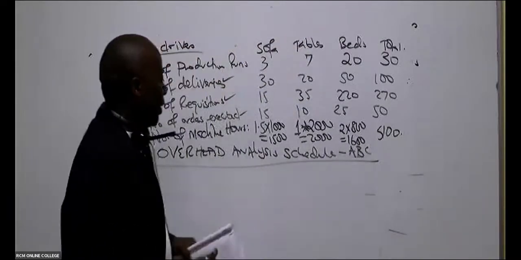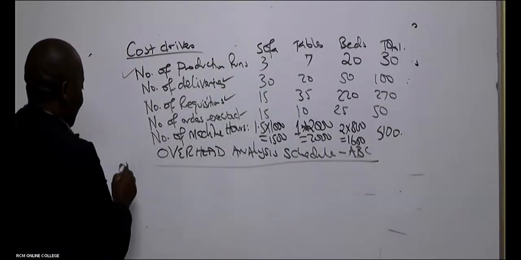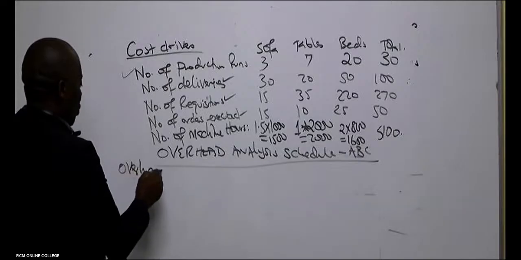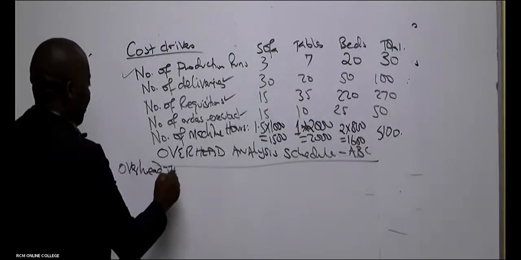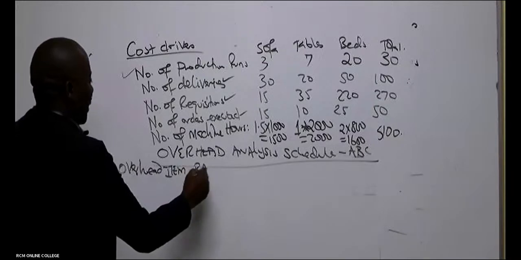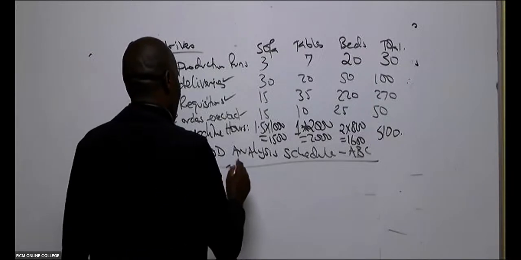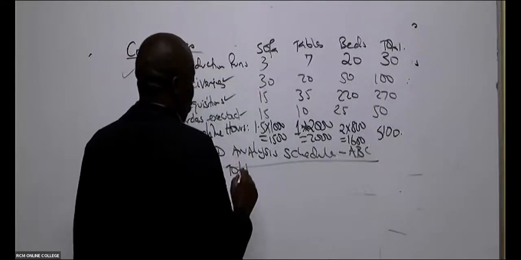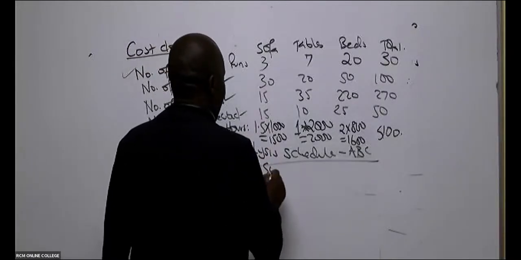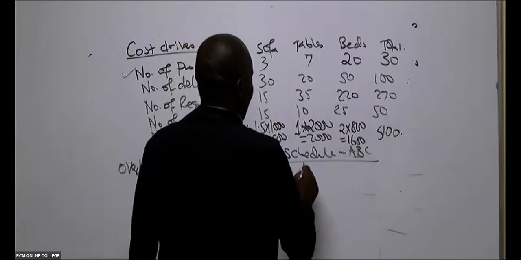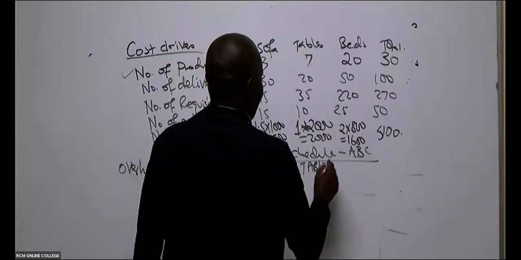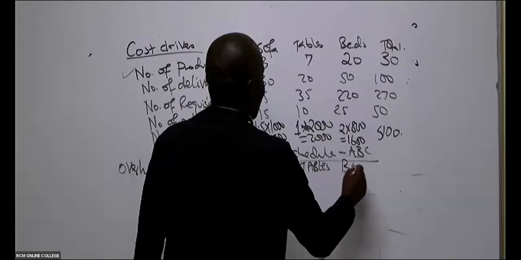All right. So then come and write here overhead item. Write basis. And then you write total. And this total is what you spread to your products now. So far, we have tables. We have beds.